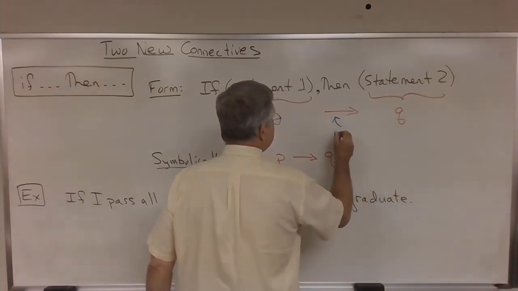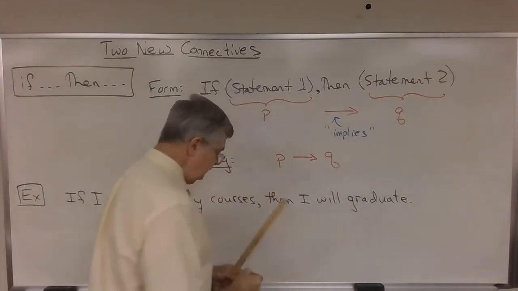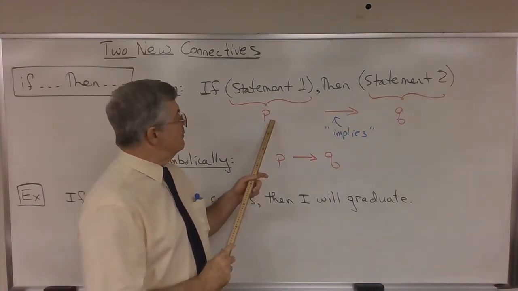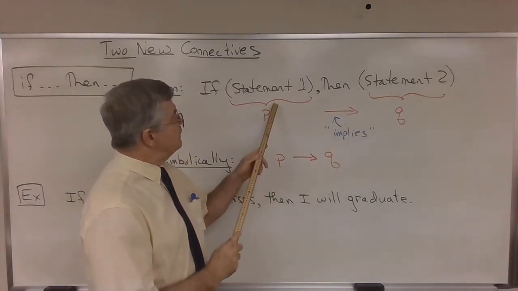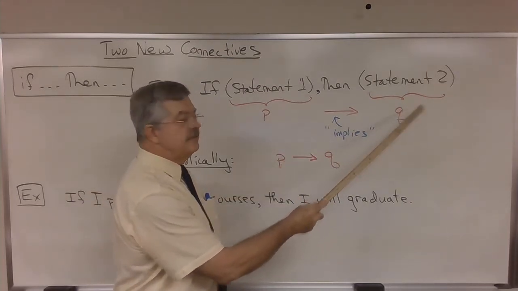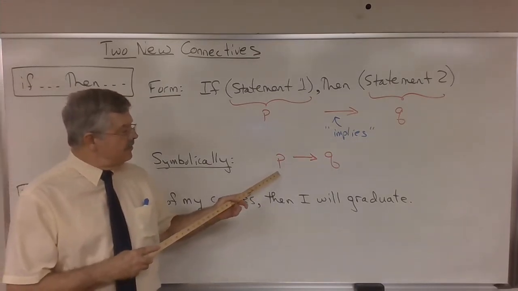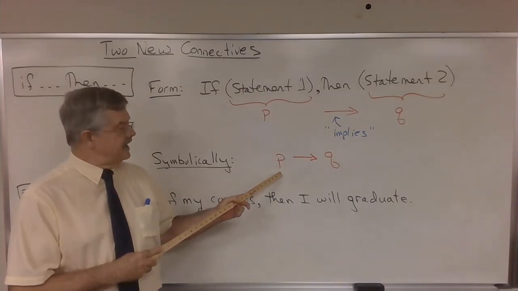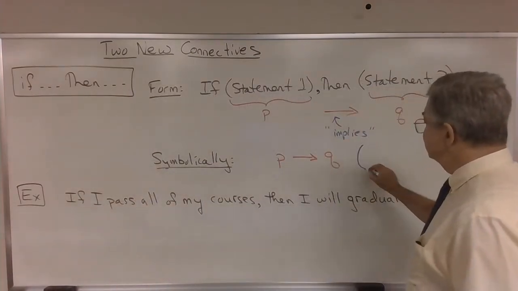And I guess I might as well say this. This arrow has the connotation implies. So the symbolic form is P implies Q. In other words, statement P being true implies that statement Q is true also. So symbolically, this is the form of an if-then statement. And we read it this way.